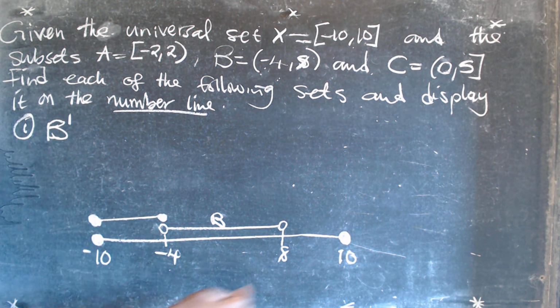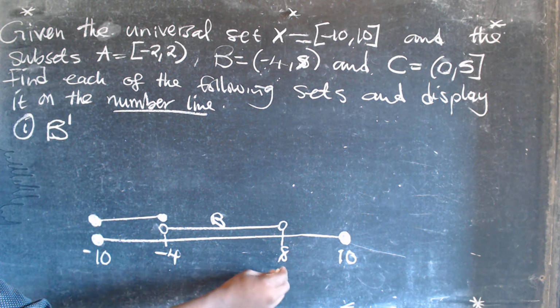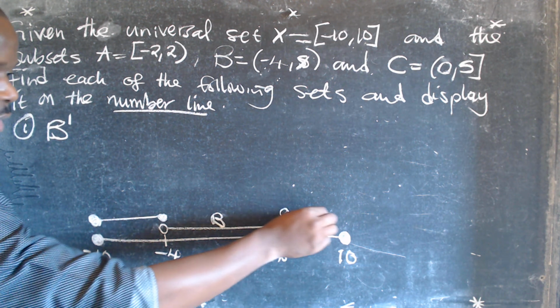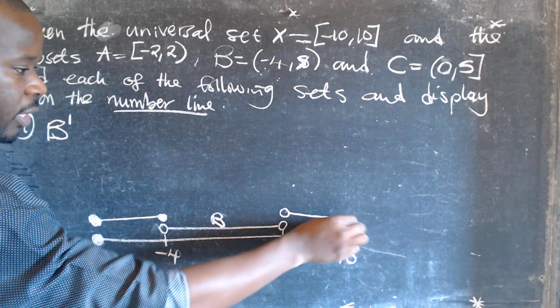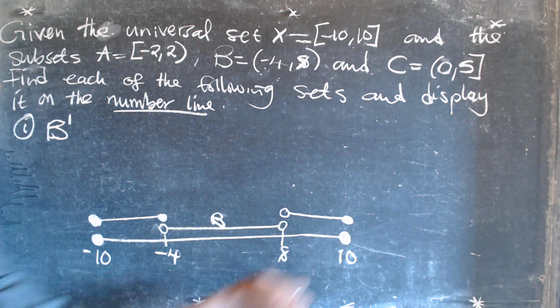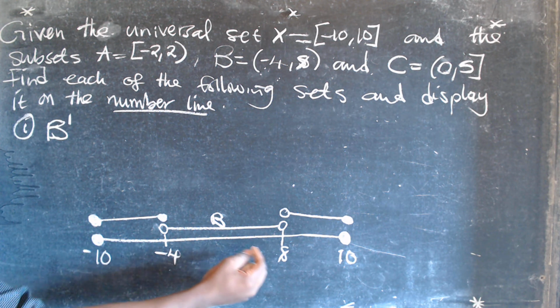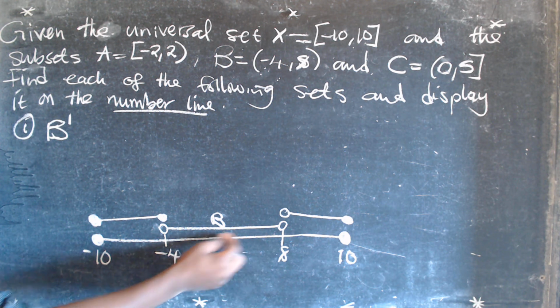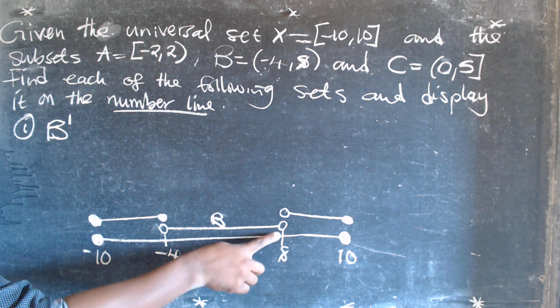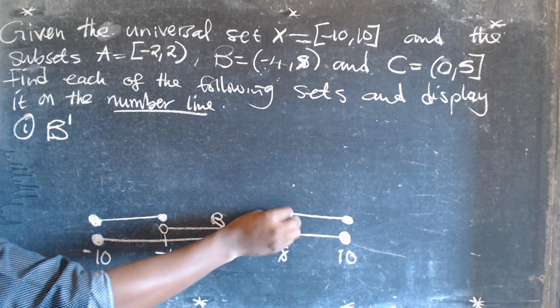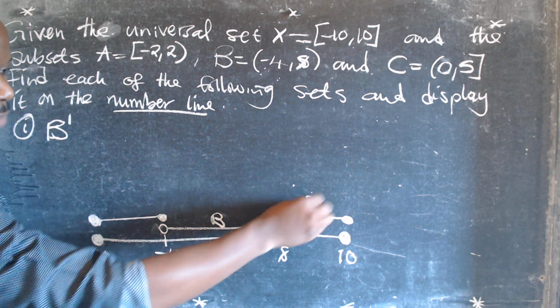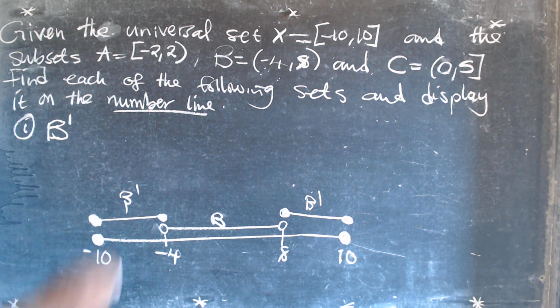You do that. Same applies to this side. You say that this is going to be from 8 to 10. Even 10 is not part of B. That's why I'm shading it, because it is not in B. It's outside. Then 8 is not in B, which means that it is outside, so you shade it outside. So this is B complement, and this one is B complement.